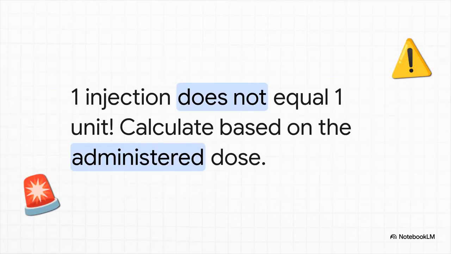Which brings us to a massive exam trap. 1 injection does not automatically equal 1 unit. I repeat, J-code billing is entirely based on the administered dosage, not the physical injection event. Always let that code descriptor be your guide.